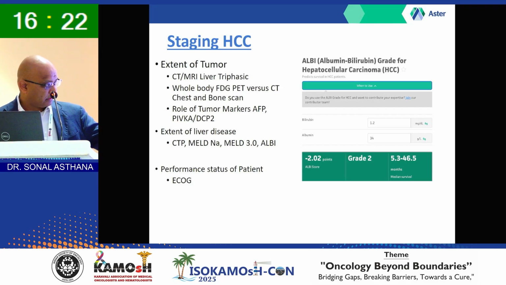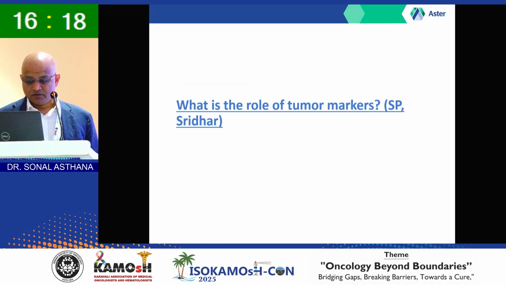Sure. So that's another thing that you could add, Dr. Rakesh, from BCLC as well. So how do you use tumor markers? I mean, this question is for Dr. Panda and for Dr. Sridhar. We'll start with Dr. Panda. What are the tumor markers you normally look for?